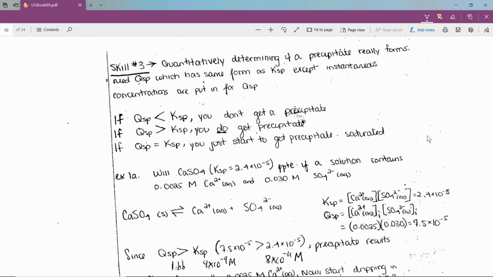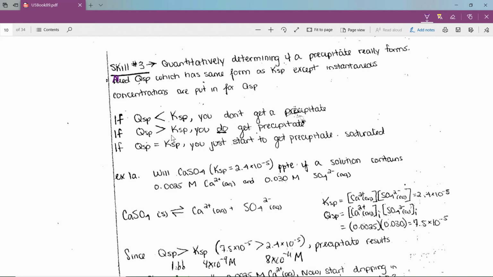Let's quantitatively determine if a precipitate really forms. We need QSP, which has the same form as KSP, except you plug in the instantaneous concentrations in for QSP. In other words, the concentrations of cation and anion just before the possible precipitation happens. That isn't necessarily the initial concentrations because you're mixing things together. Aqueous solutions, it's all about aqueous solutions here. So there's dilutions that happen. So we're going to like to use the word instantaneous as opposed to initial.